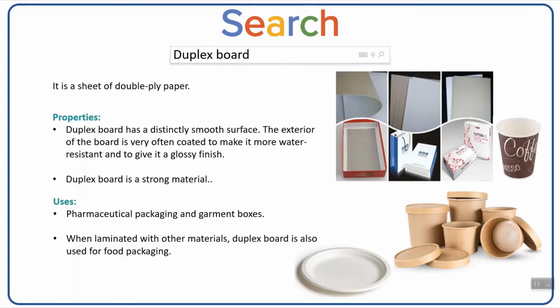These are some examples of a duplex board, often coated, laminated with a thin layer of plastic to become glossy.